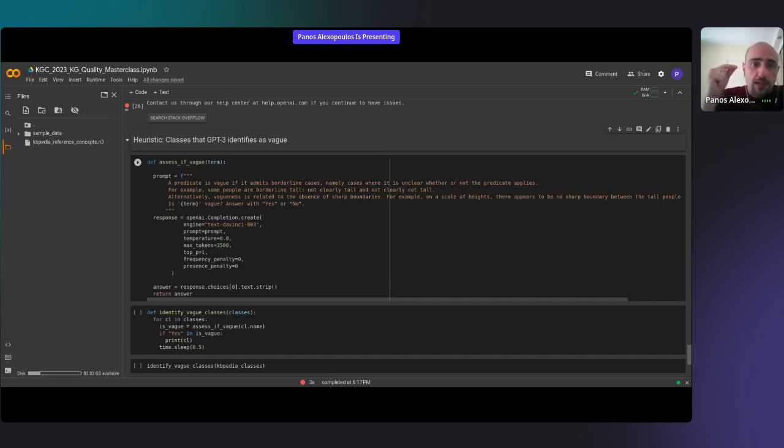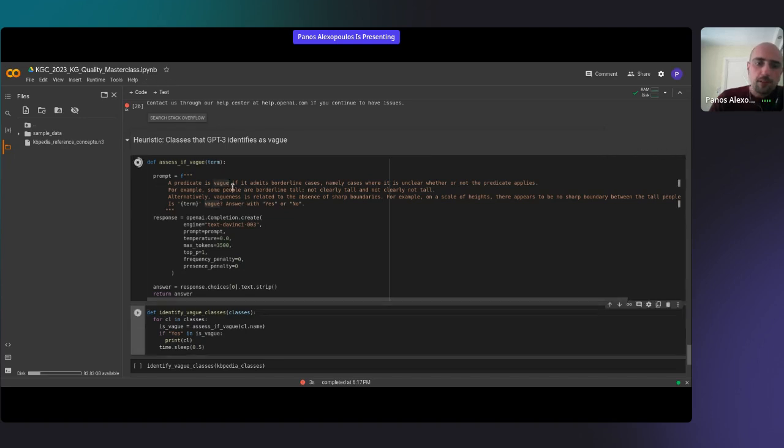So for this task, I also use GPT-3 as a helper, not as an expert of what vagueness is, but I'm helping it a bit. I'm giving as a prompt a definition of vagueness for a predicate, and I'm giving some examples. I'm telling it, for example, that tall is vague, and why. And again, I ask it: is this term vague? Tell me yes or no.